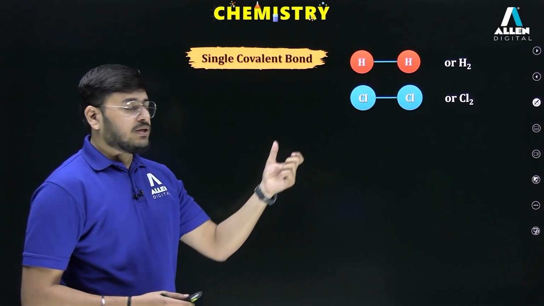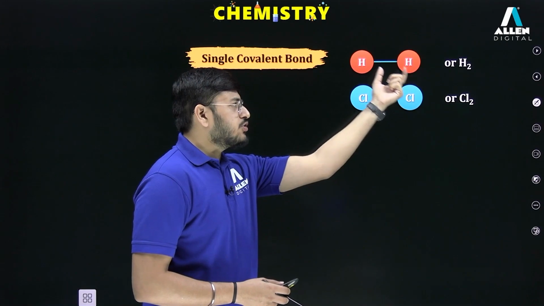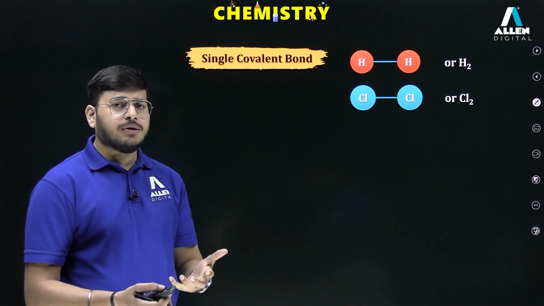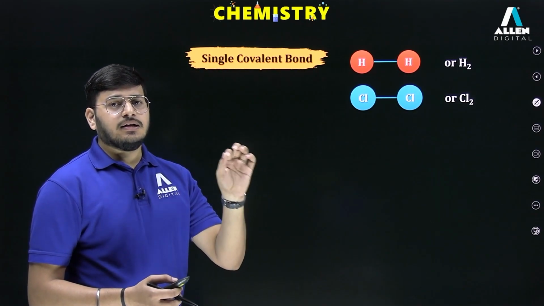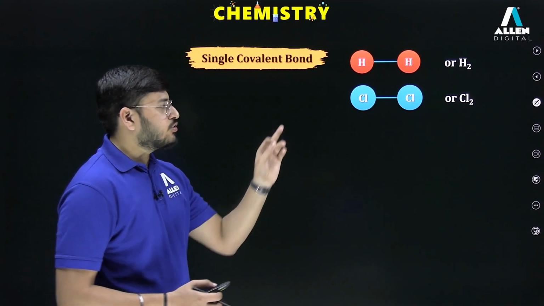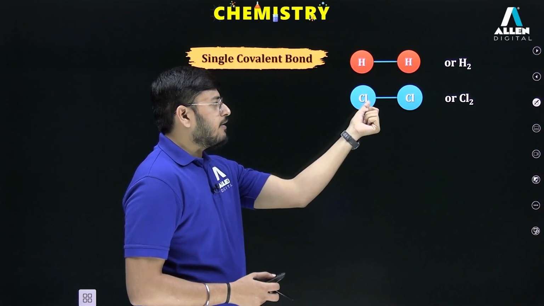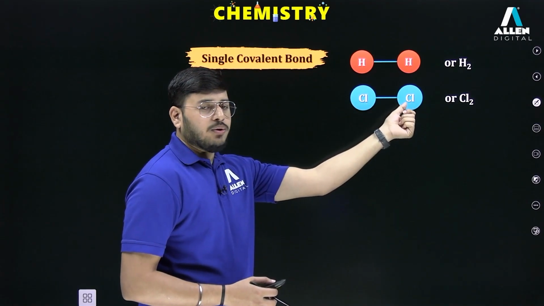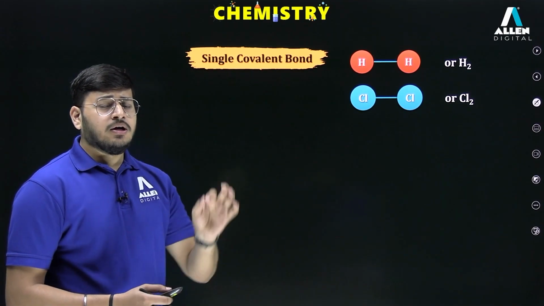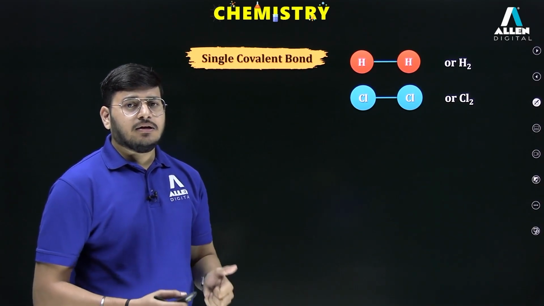Okay, one electron is being shared by this hydrogen atom, one is being shared by this hydrogen atom, and forming, students, what? A single covalent bond. Okay, they are actually forming the single covalent bond. Same is the case with the chlorine. It is sharing one electron, and this chlorine atom is also sharing one electron. So they are forming a single covalent bond.